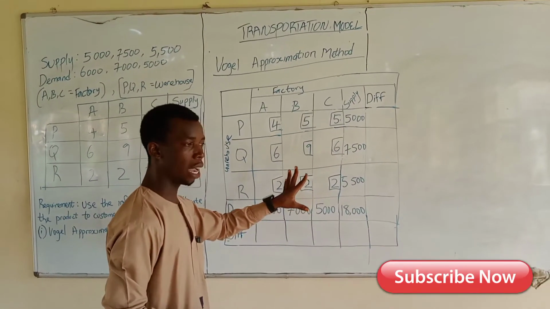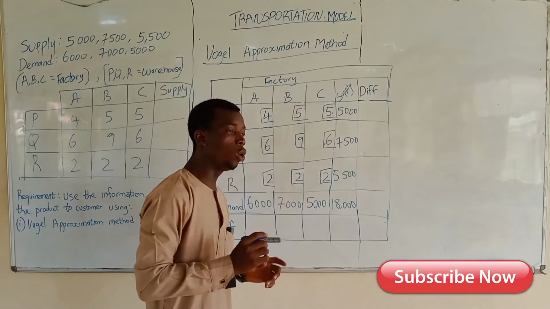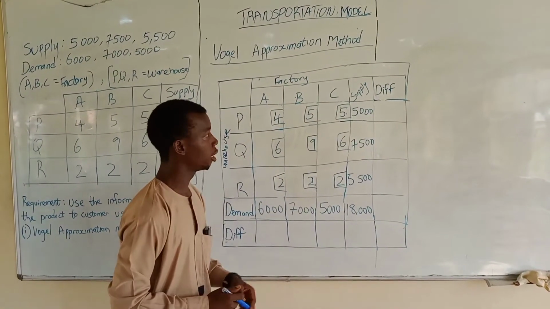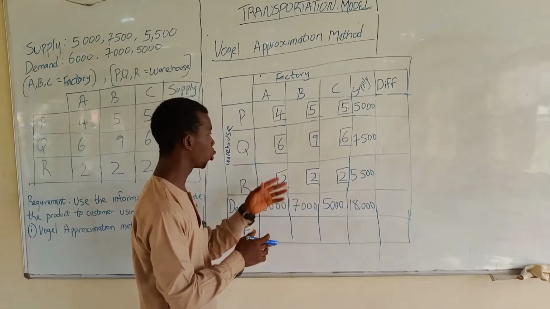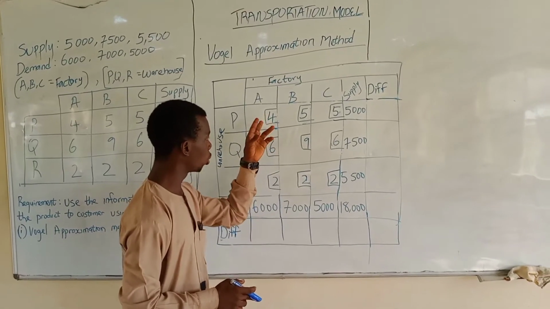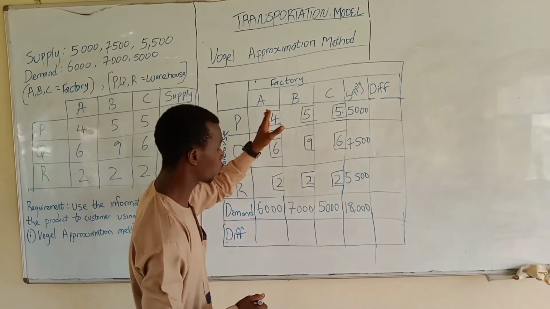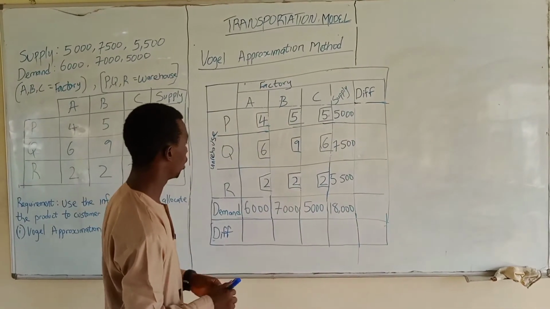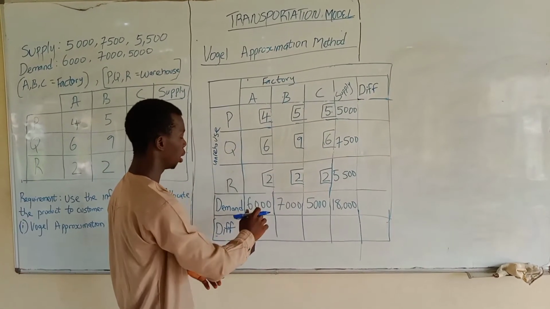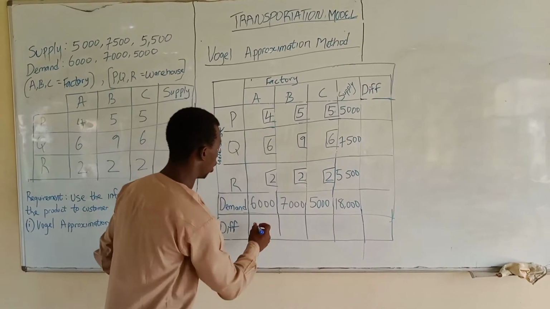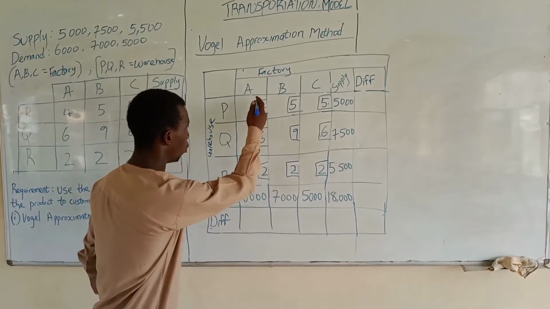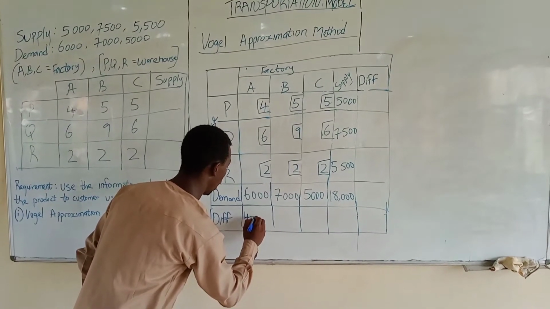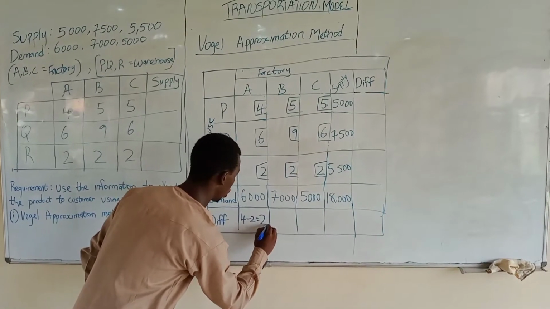Then we start. Before we allocate, the first thing we have to do is look for the difference between the two lowest initial costs in the rows and also in the columns. What do I mean? In the column of factory A, we look for the difference between the two lowest initial costs. For example, we have 4 and 2 as the lowest, so we subtract 2 from 4. 4 minus 2 equals 2.